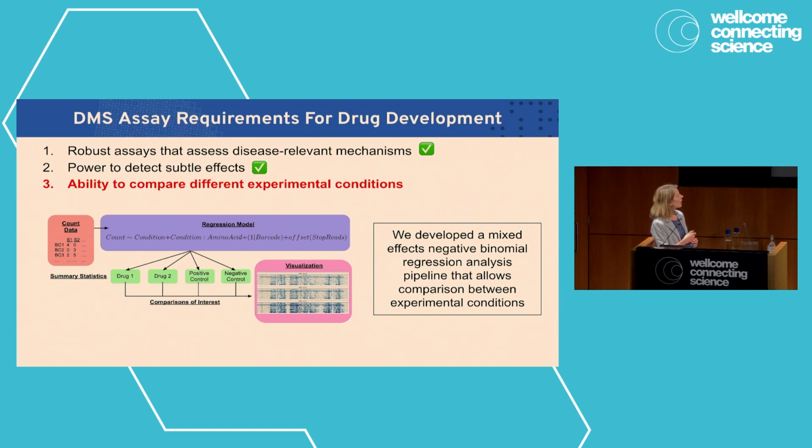And then finally, we really need to be able to compare between different experimental conditions. This is pretty important for a lot of the applications, and this is something that came up in the questions earlier. So we put a lot of effort into developing a mixed effects negative binomial regression analysis pipeline to be able to actually compare between different experimental conditions.